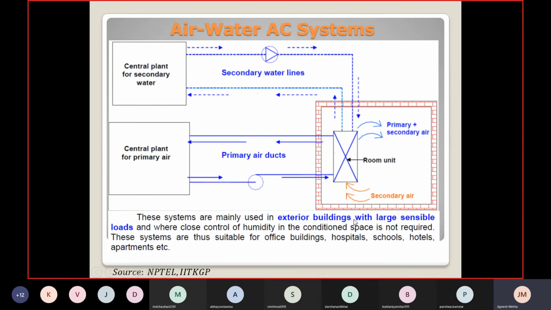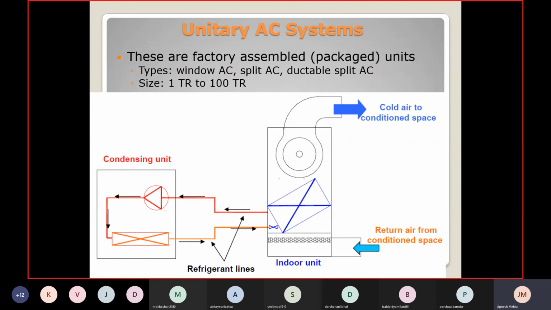Because of the exposure to sun, they may have large sensible load, right? The sun is only imparting sensible load. It's not giving any moisture to the space. So it may have large sensible loads due to sun. Where close control of humidity in the conditioned space is not required, these systems are thus suitable for office buildings, hospitals, schools, hotels, apartments, etc. So that was about the air water systems.